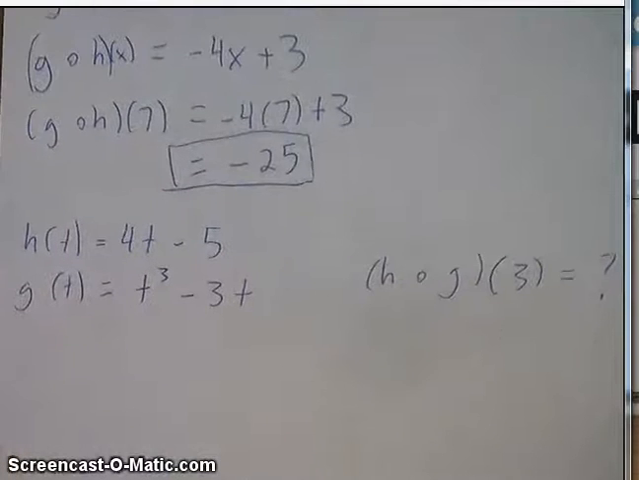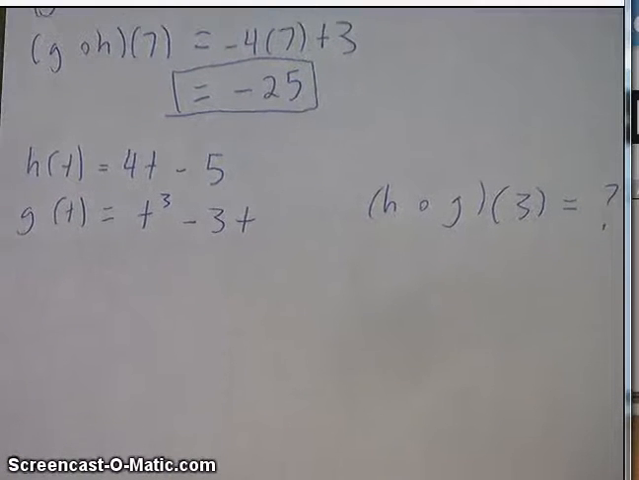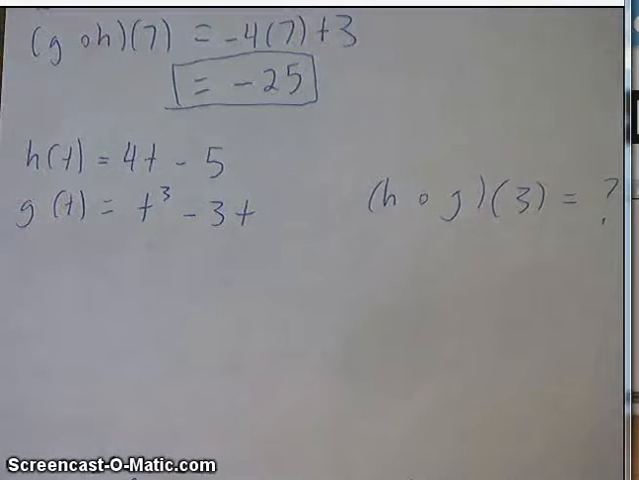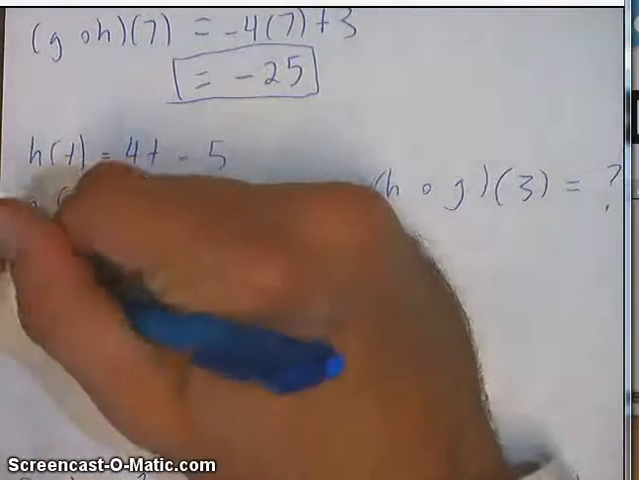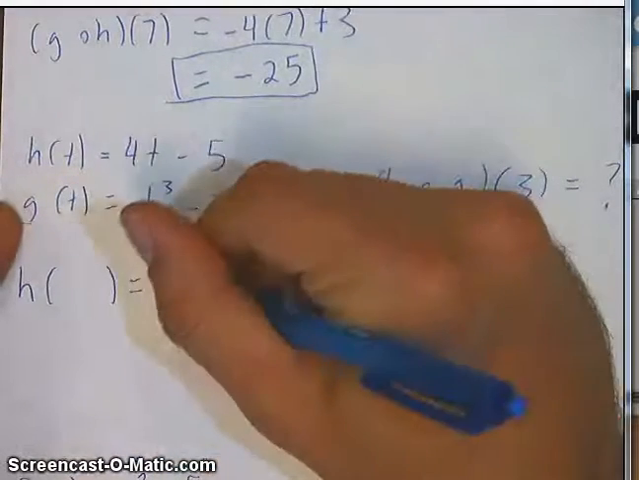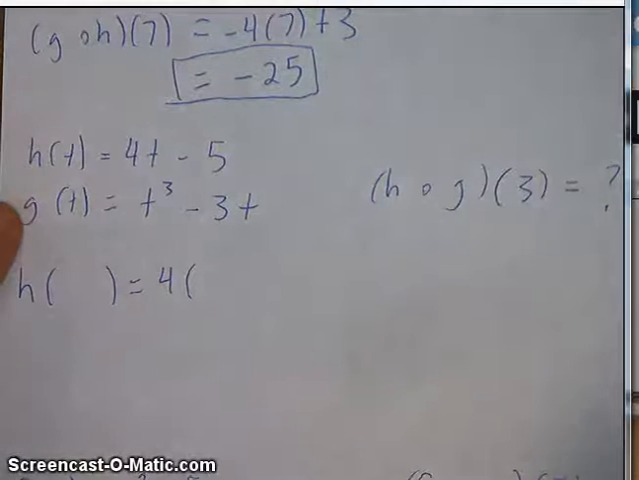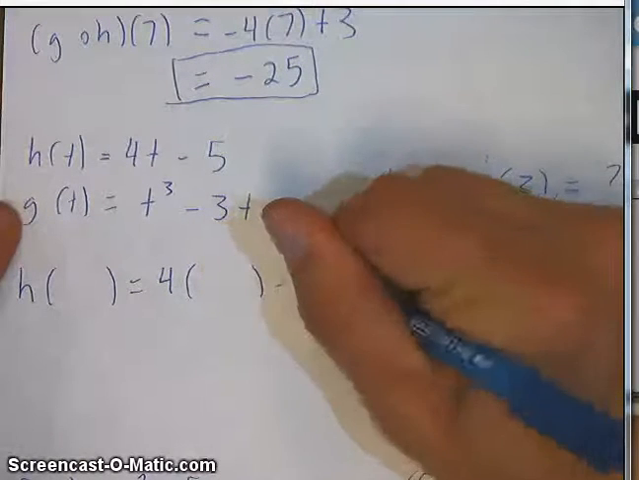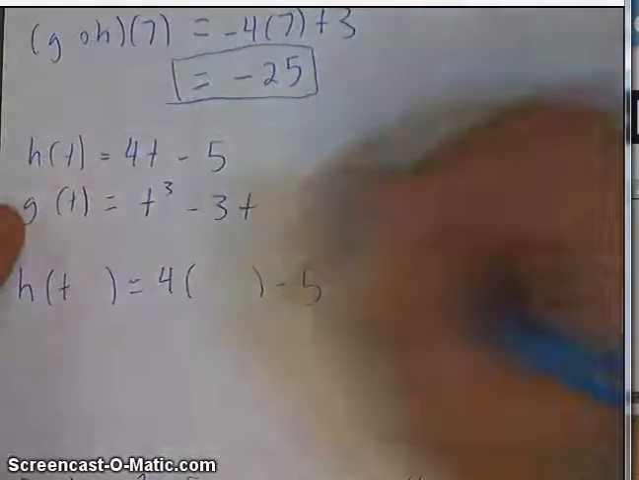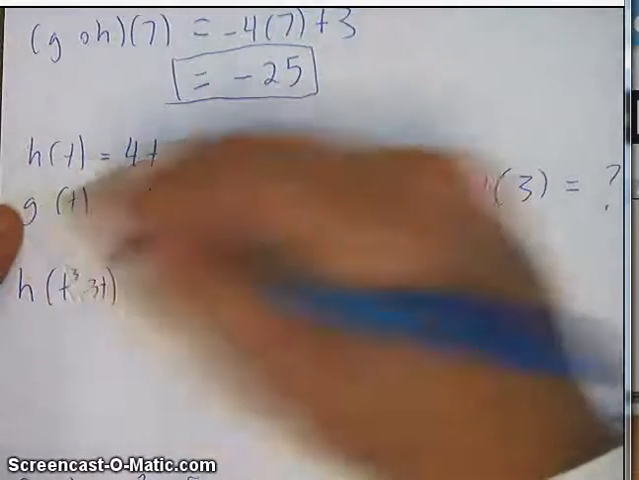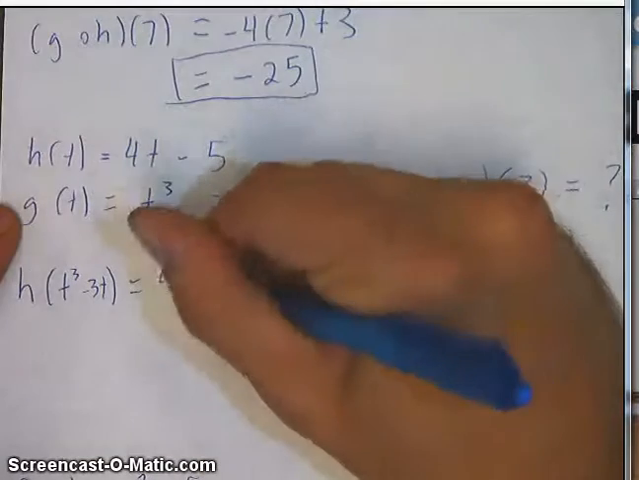Let's do one that's slightly more complicated. h of g, and h of t is 4t minus 5, and g of t is t to the third minus 3t. And I want to find h of g. So the way I'm going to do that is I'm going to take my h function. I'm just going to copy it down. And where the t is, I'm going to leave some parentheses. So I've got my h without the t in there. And where the t was, I'm going to put g of t, which is t to the third minus 3t. And I'm going to put it in both spots.